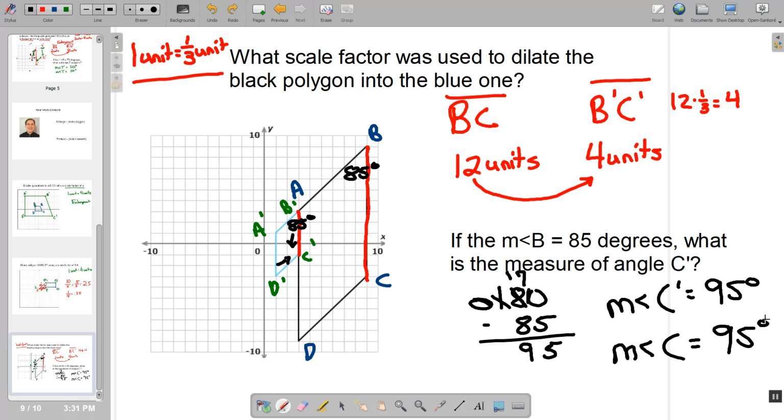So with dilations, the math is a little bit lower than some of the other processes in transformations, but it is very easy to make a small mistake here. So make sure you double check all of your answers. Make sure you're very careful when you get those decimals or those fractions because they can be really tricky as well. As always, if you have any questions, please let me know.